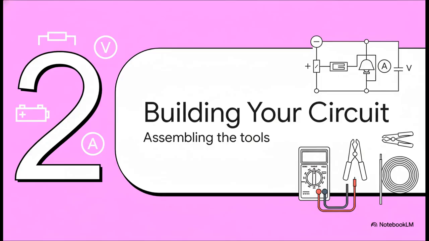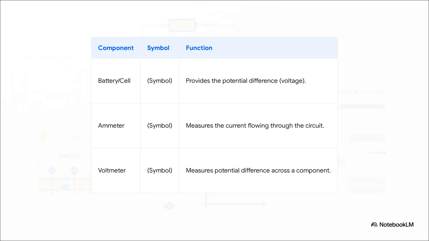Okay, so how do we actually go about building the circuit? To investigate V, I, and R, you've got to put your equipment together correctly. Getting this part right is everything. Otherwise, your results will be meaningless. Think of this as your essential toolkit.